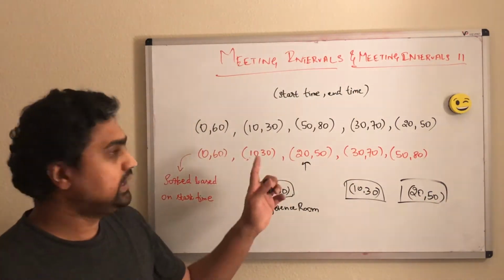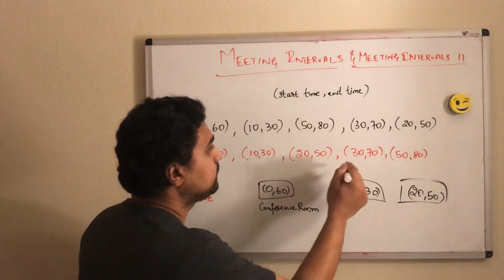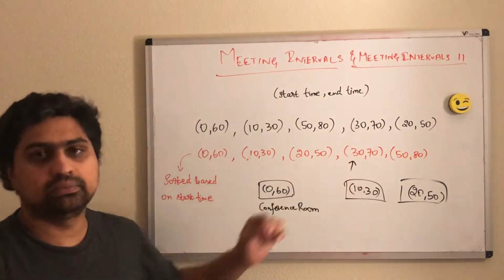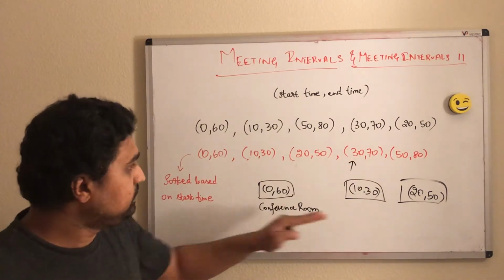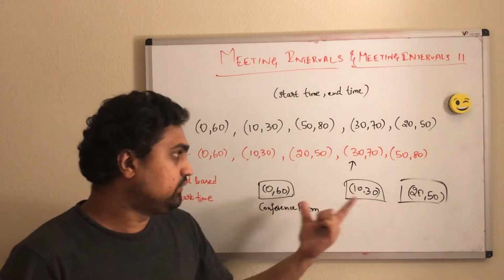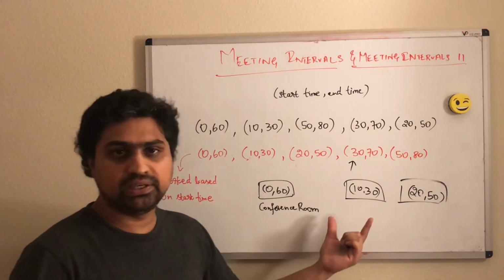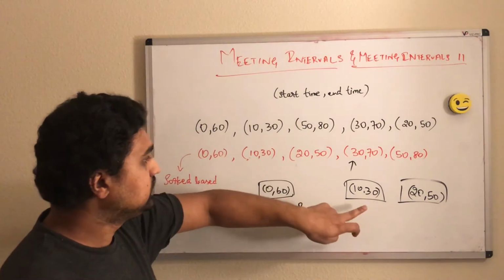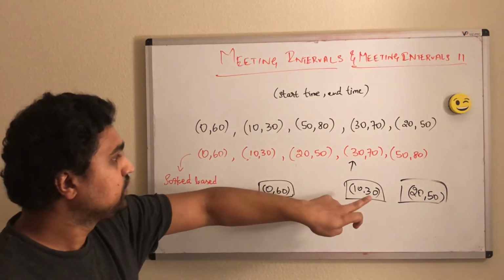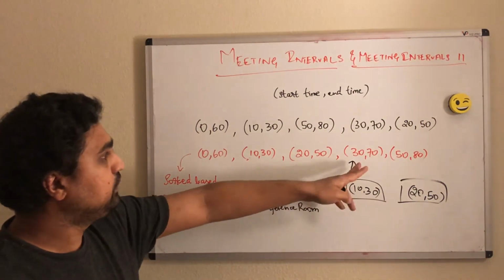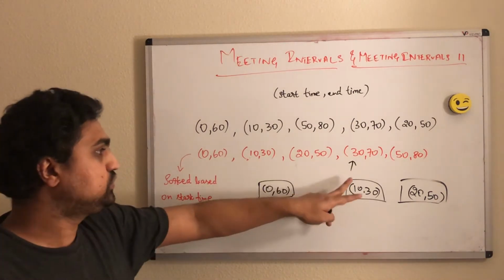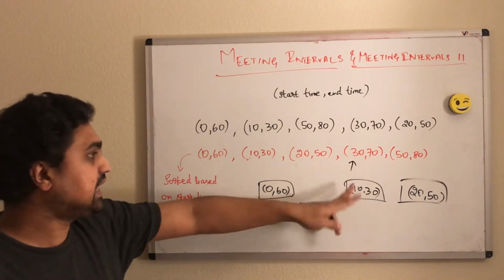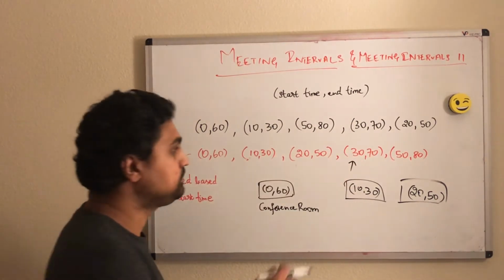Okay, now let's move to the next meeting. 30, 70. From these conference rooms, does any of the meetings finish before the start of this meeting? This meeting here, 10, 30, ends right before the start of this meeting. So this room would be available. Let's allocate this room to this meeting.